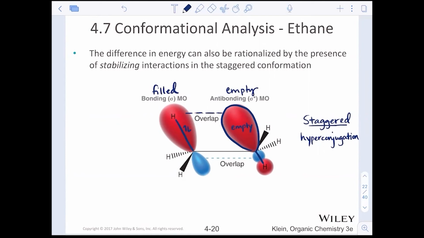Now the antibonding orbital is for this carbon-hydrogen bond right here, down here. This empty orbital is the space of antibonding that is empty. Remember when we talked about MO theory, for every sigma bond, there is a sigma star, and that sigma star should be empty. And right here, we can utilize that emptiness to spread out some of the electron density from another filled sigma bond. That hyperconjugation does not exist in the eclipsed format.